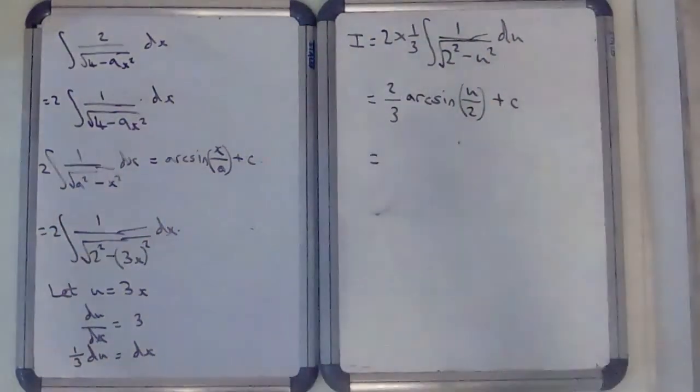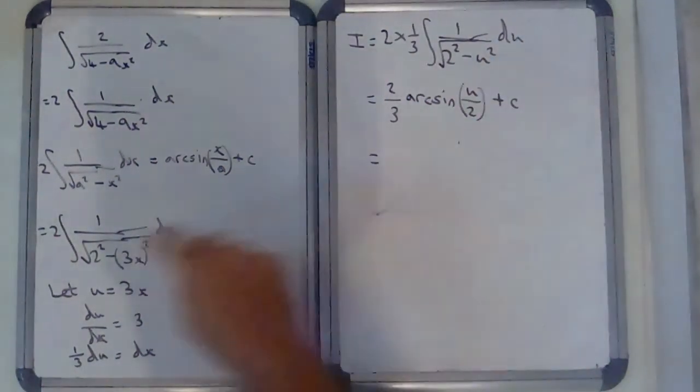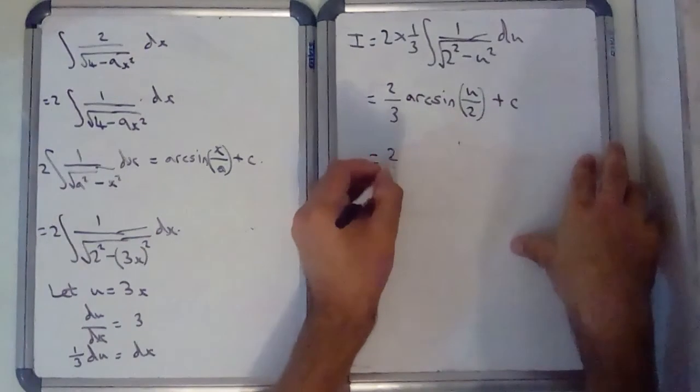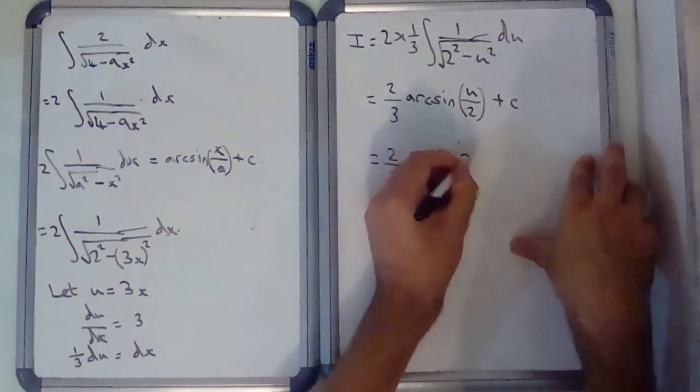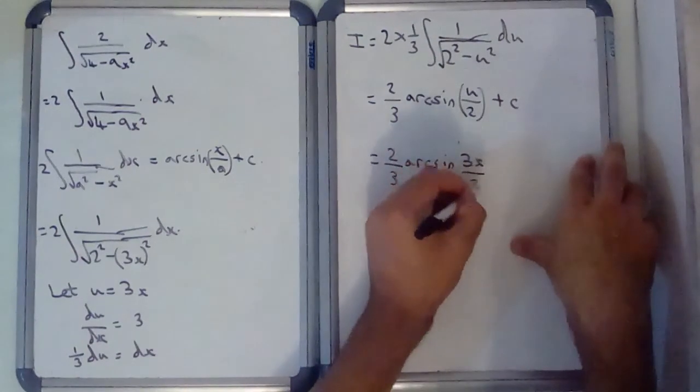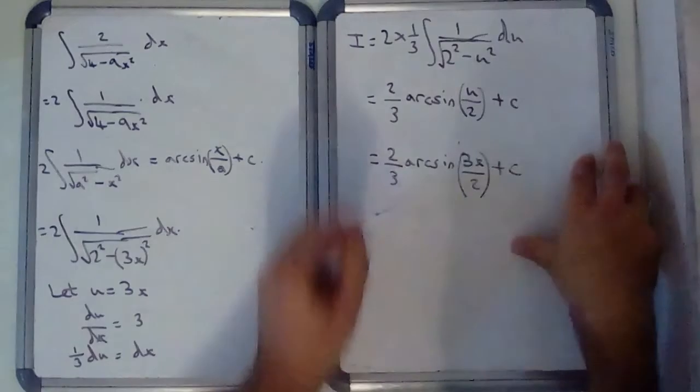Now all that is left to do is to put u back. u is 3x, so it must equal 2/3 arc sine of 3x over 2 plus the constant of integration.